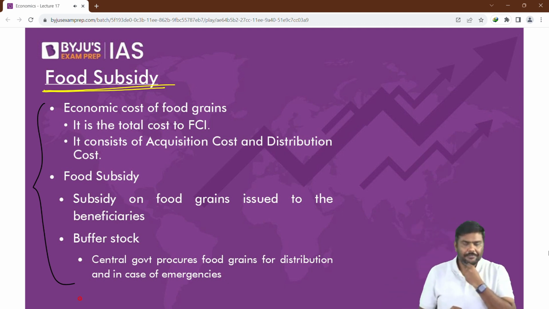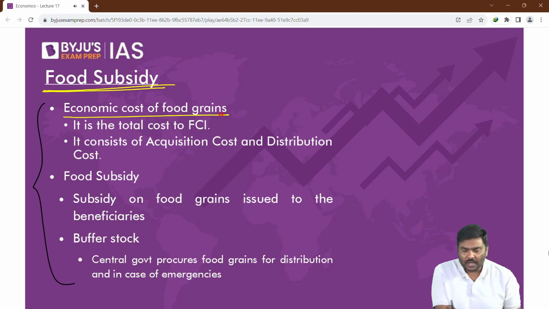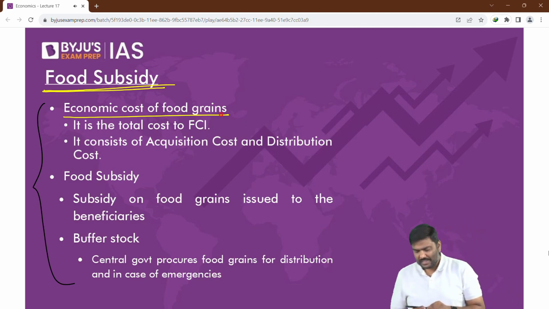Now, last point for today. After this, we'll take questions. Concept of food subsidy. Last point today. After this, we'll take up questions.